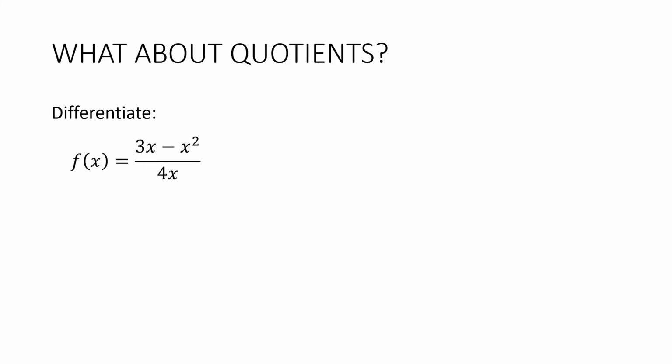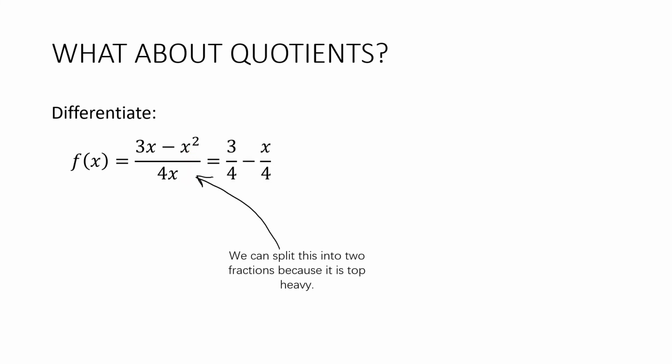And what about quotients? Here we have a top-heavy fraction. Can you see that? 2 terms on the top, 1 term on the denominator. I can split it into 2 fractions. It's going to become 3x over 4x, take away x squared over 4x. And I can simplify that. 3x over 4x, the x's cancel, and I get 3/4. Take away x squared over 4x, one of the x's cancel, I get x over 4.